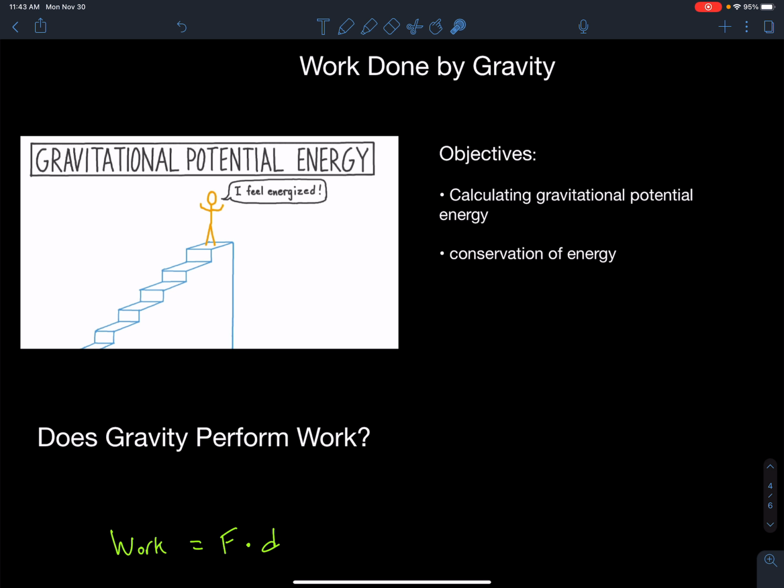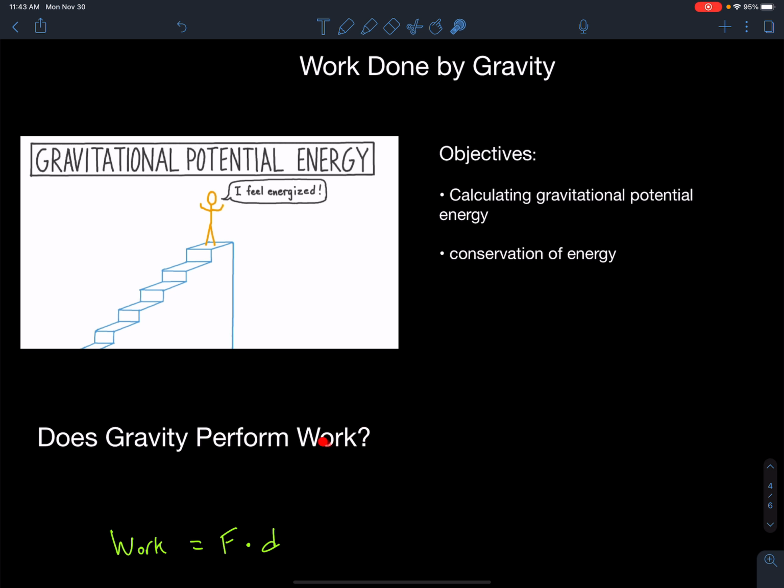So gravitational potential energy would be the energy stored in an object as work was done on it to change its position vertically or away from another object of mass. The objectives in this little video are to get you to practice calculating gravitational potential energy and then applying your basic conservation of energy rules involving gravitational potential energy.